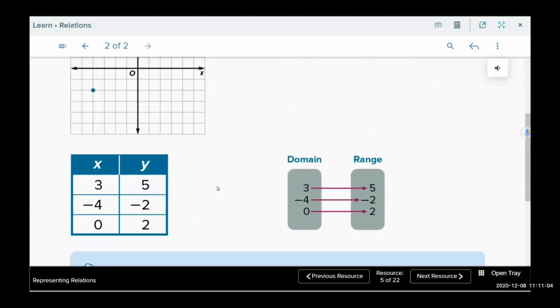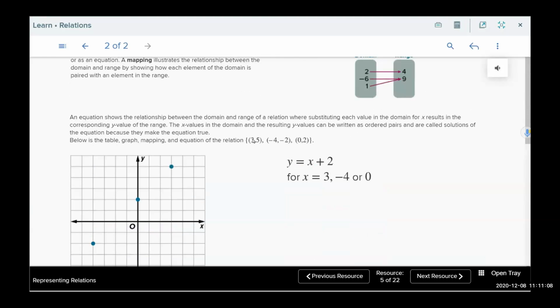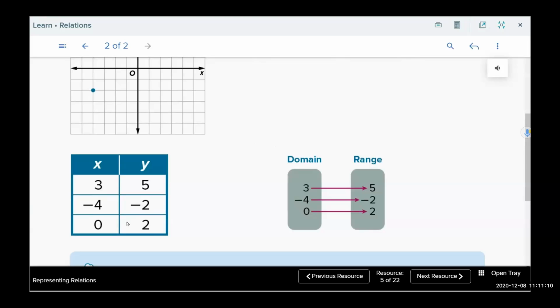Then this is a table of values, 3, 5, -4, -2. You see those are just the ordered pairs that were already up there. But it's kind of nice because now I can really easily see all the x values and I can really easily see all the y values.